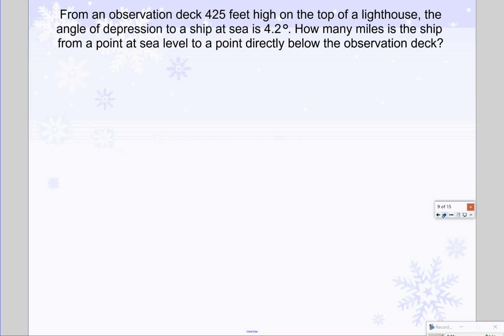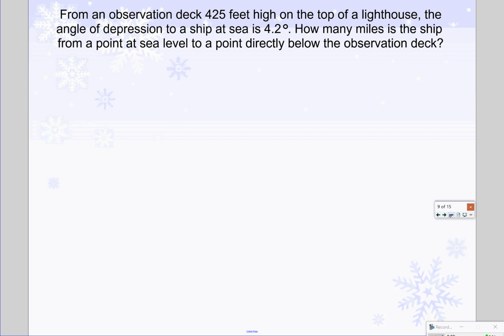All right, so word problem. Of course, you don't have to write down everything, maybe just some of the important key pieces here. It says, from an observation deck 425 feet high on the top of a lighthouse, the angle of depression to a ship at sea is 4.2 degrees. How many miles is the ship from a point at sea level to a point directly below the observation deck?